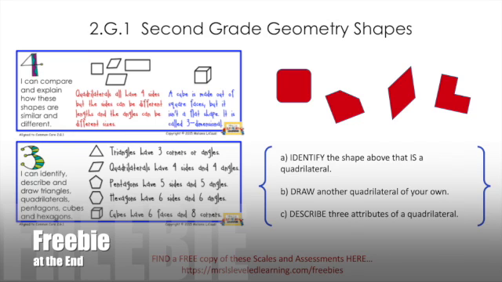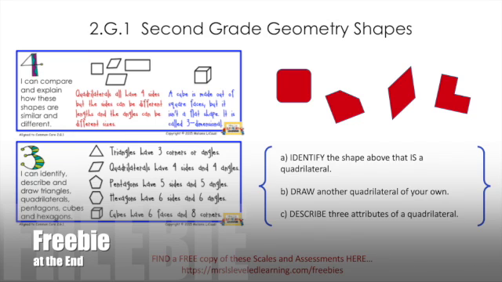Then describe 3 attributes of a quadrilateral. And these have to be defining attributes because they would be the same for both the quadrilateral in the picture and the quadrilateral that they drew themselves. If your students are able to do this, you have a pretty good idea that they are all set on this standard as far as quadrilaterals.